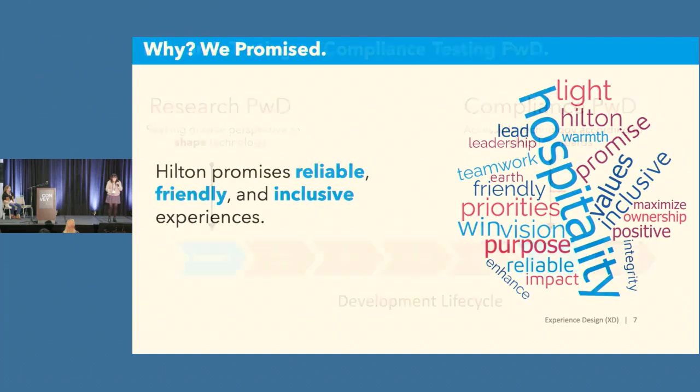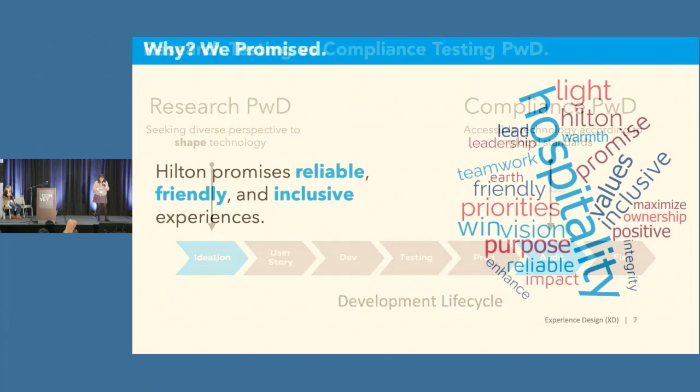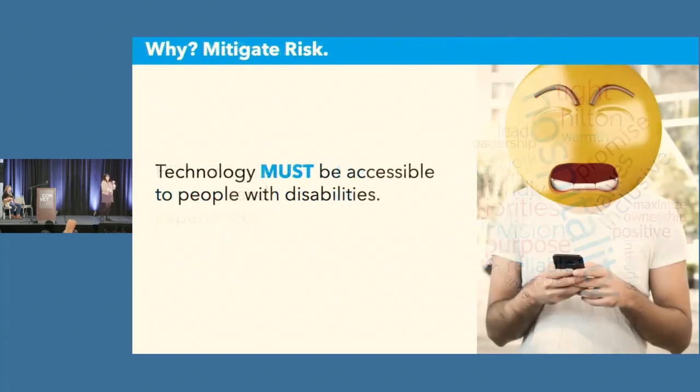So this is an important aspect because as we were going through this research, we were finding lots of people in that compliance phase, but not a lot of people were in that research phase, and that's really important to us. So, all right. Now, why?